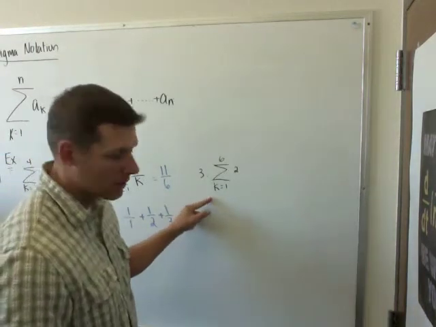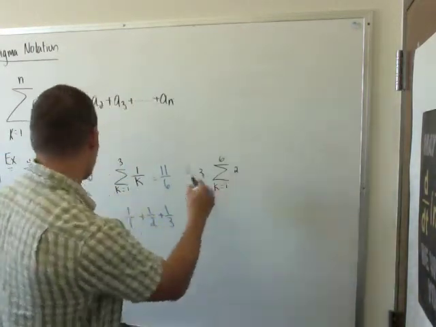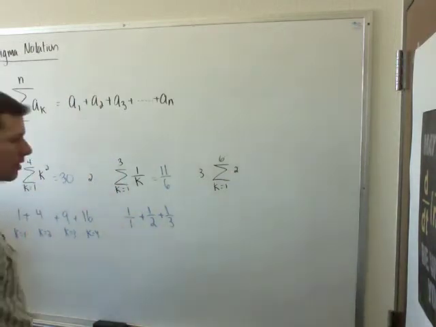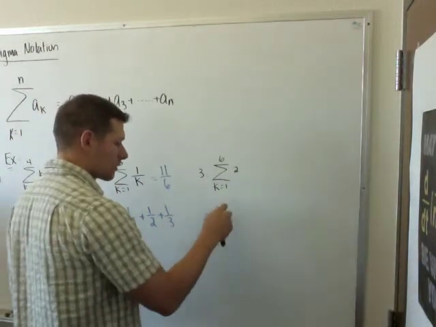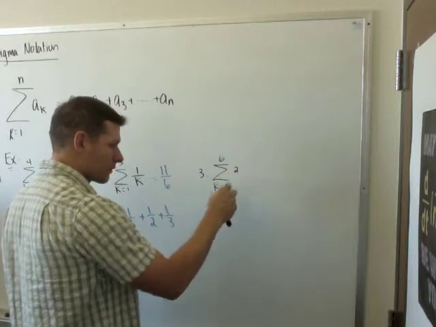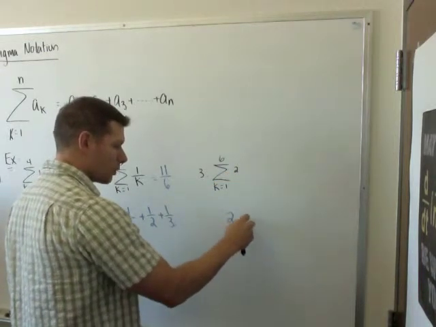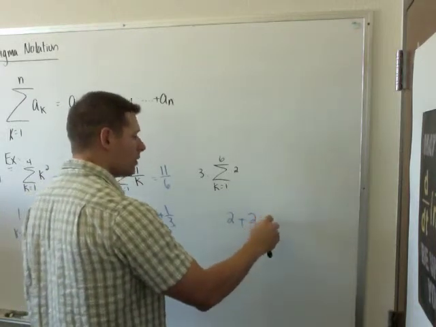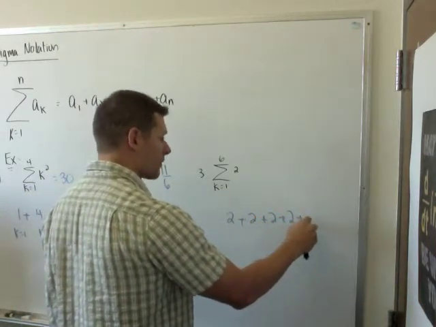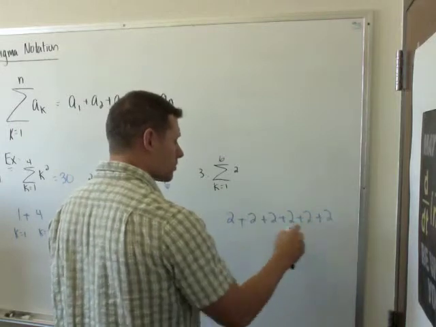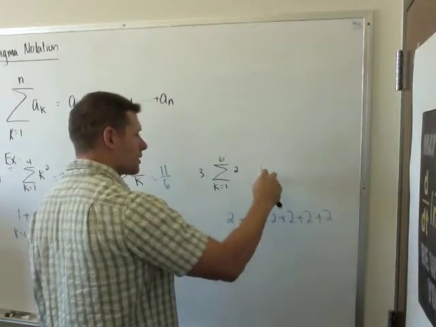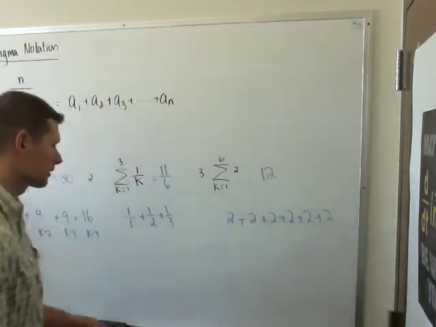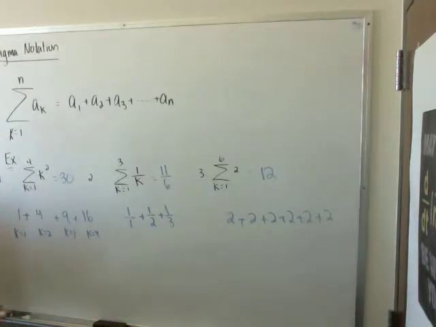This one's a little bit different. Notice there's no k involved here. There was a k in here, there was a k in here. So regardless of what k is, so k is 1. What's my first term? 2. Plus, what's my second term? 2. What's my third term? 2. What's my fourth term? 2. What's my sixth term? 2. So I have 6 2's. This equals 12. Okay. So that's sigma notation.